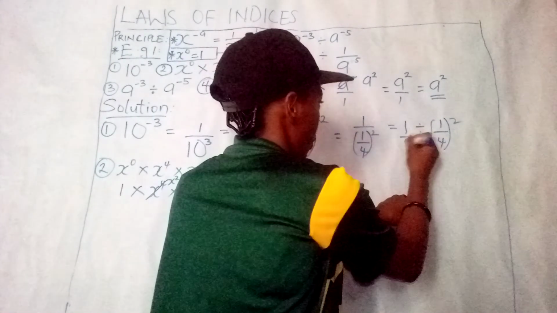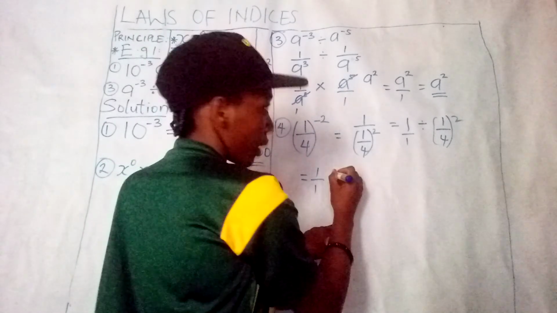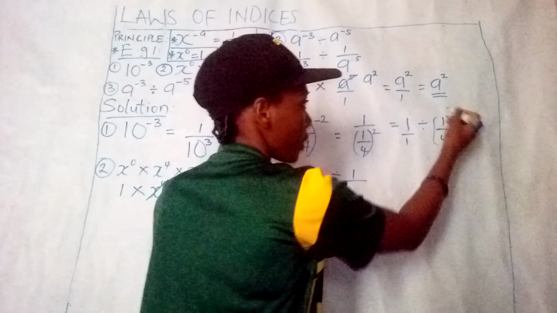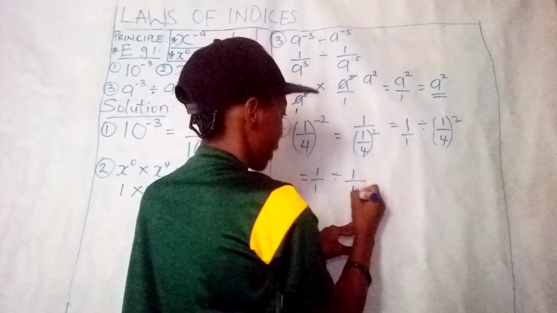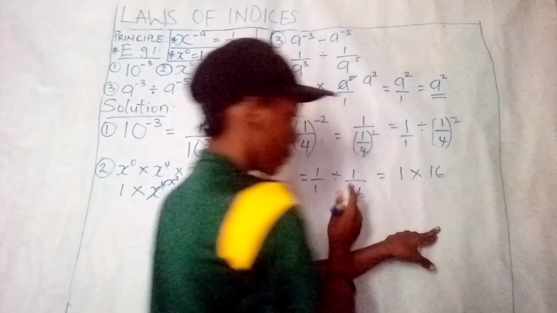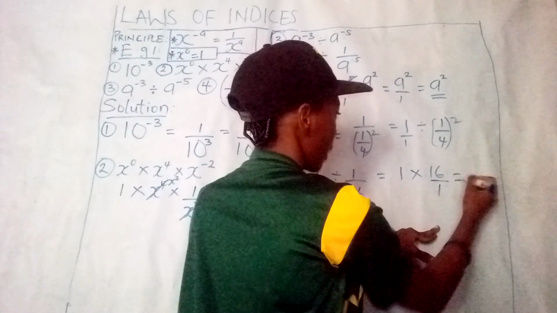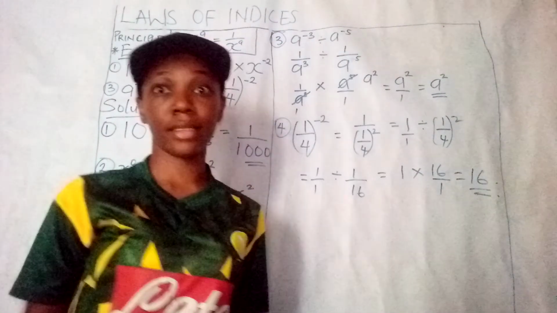And this one here is over 1, so this is 1 over 1. This division is still here, and this means 1 times 1 is 1, and 4 times 4 is 16. So we have 1 times 16. Remember the law of mathematics over 1. And this is 1 times 16, which is 16. So that's basically the answer.